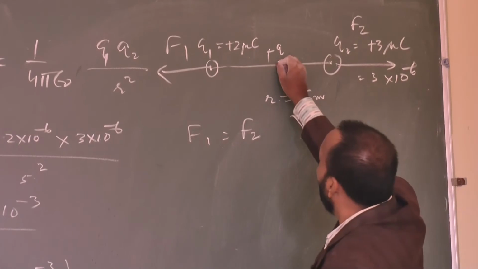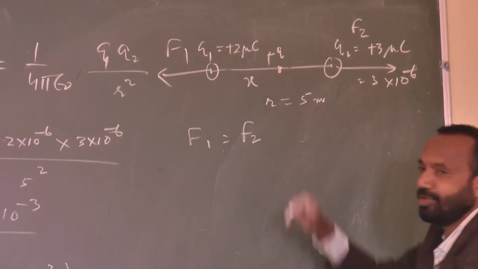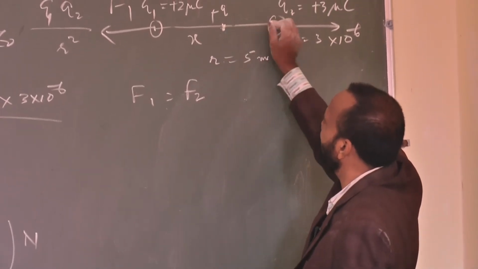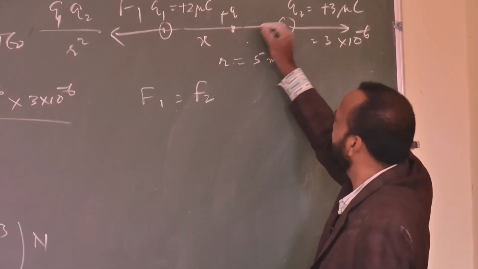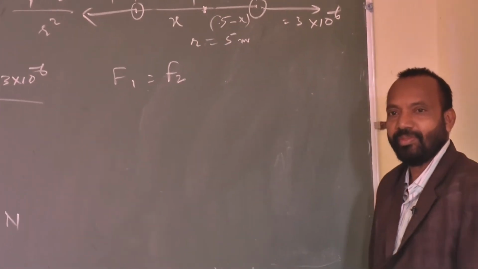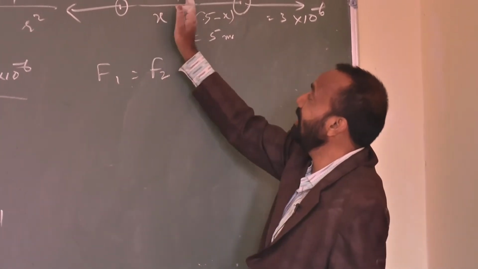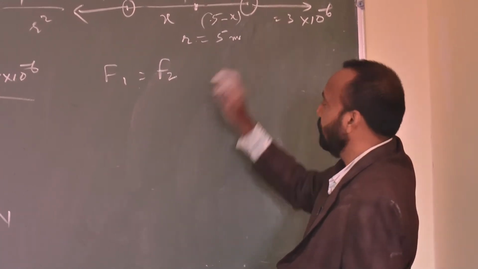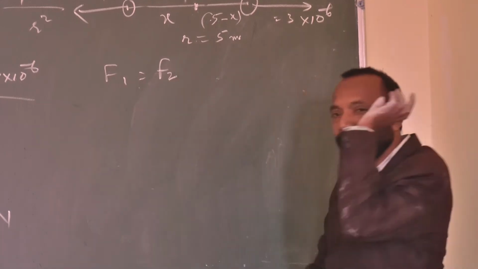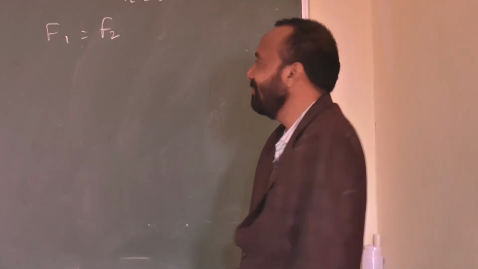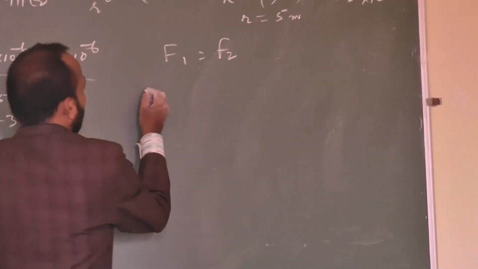Suppose I put the charge at distance x from Q1. So what is the rest of the distance? From this position to the other charge it is 5 minus x. Total distance is 5 meter, so if one part is x, the other part is 5 minus x. If F1 is equal to F2, then it is said to be in equilibrium.